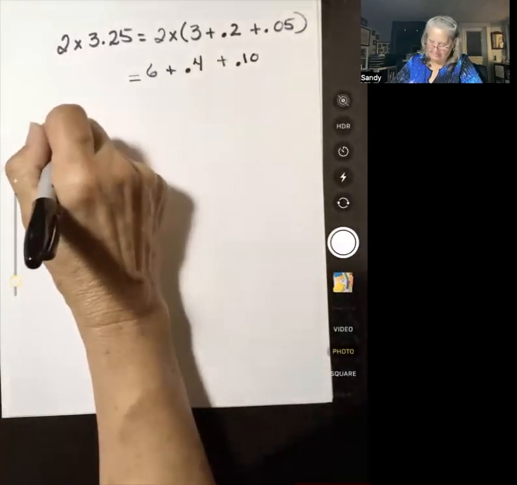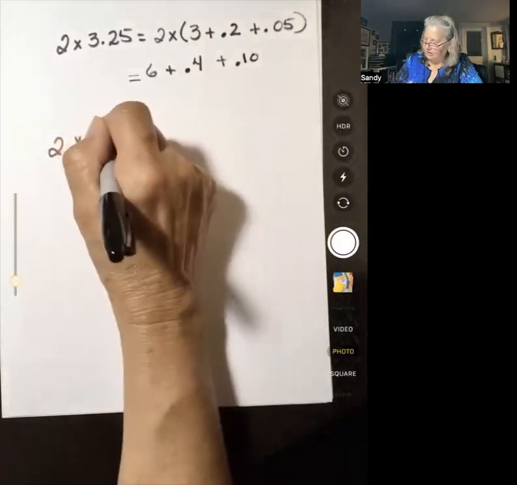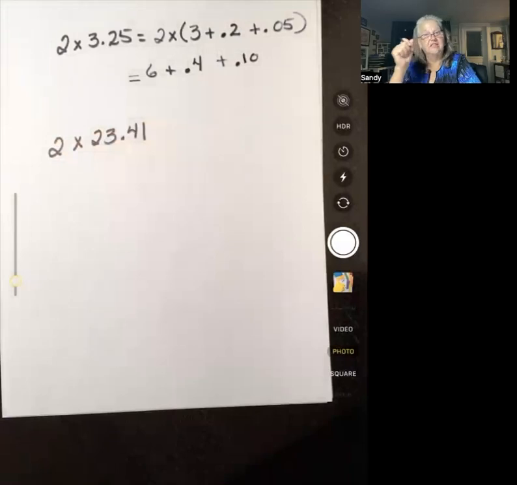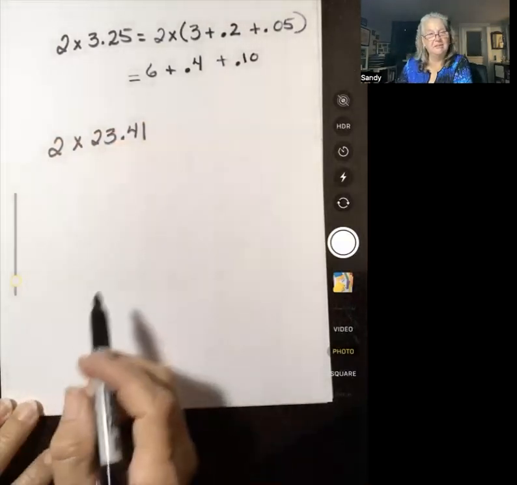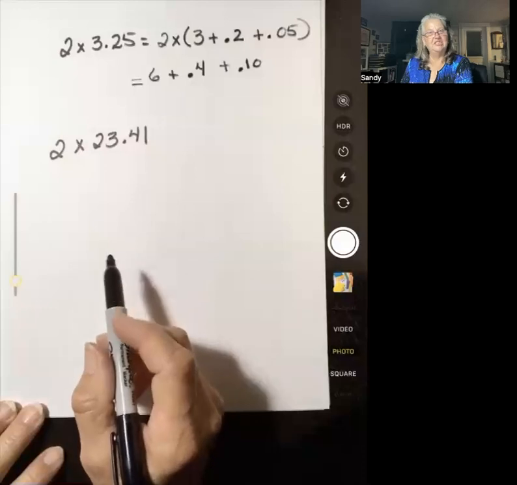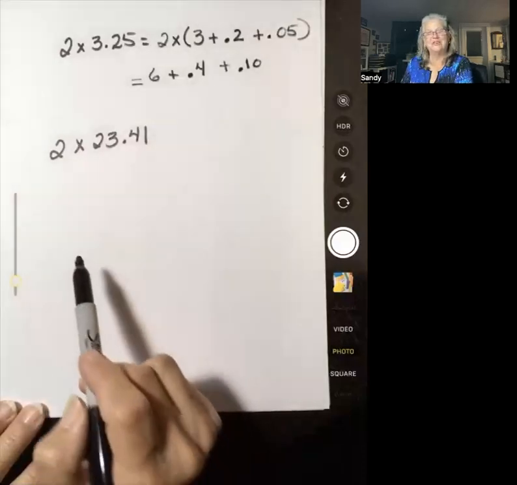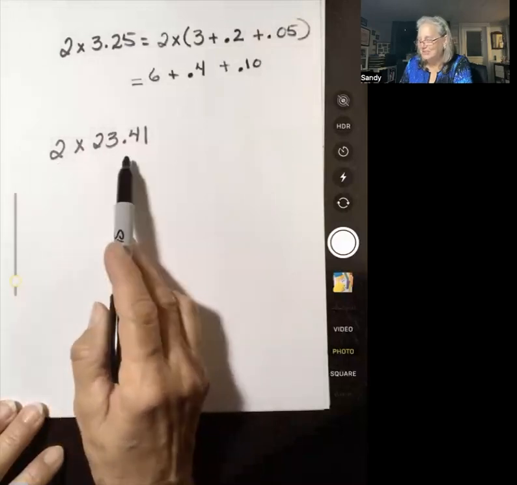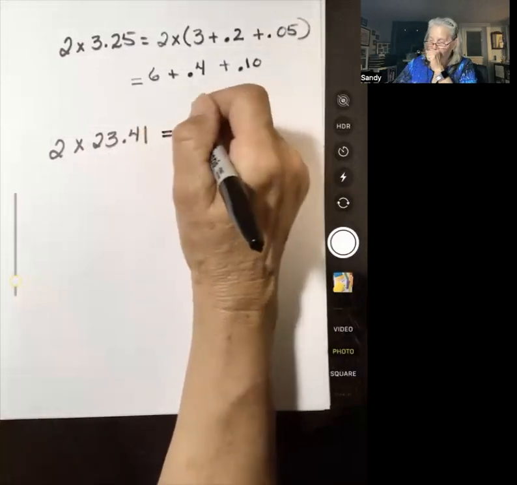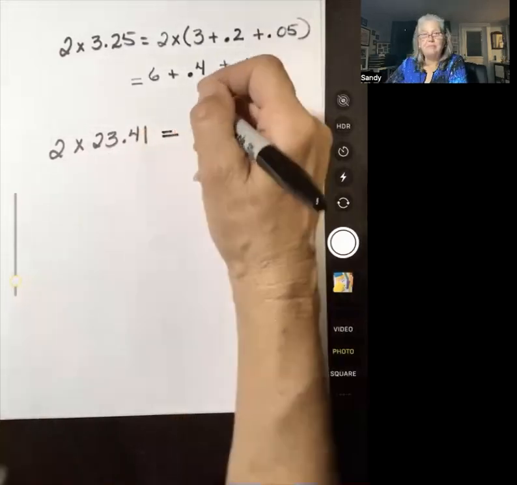Let's look at one more. Double 23 and 41/100ths. Now, can you do this one in your head? Double 23 is 46. Double 41/100ths, 82/100ths. Done. I can think of it all in terms of hundreds. I can think of double 20 as 40, double 3 as 6, double 4/10ths is 8/10ths, double 1/100th is 2/100ths. In any case, that is using the distributive property.